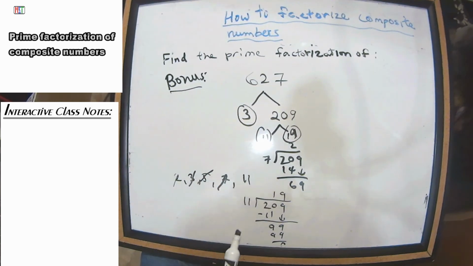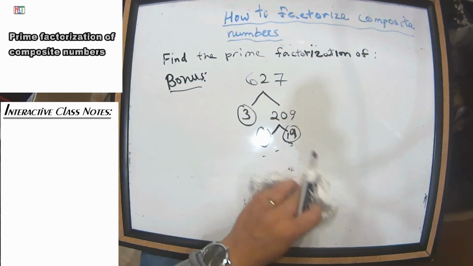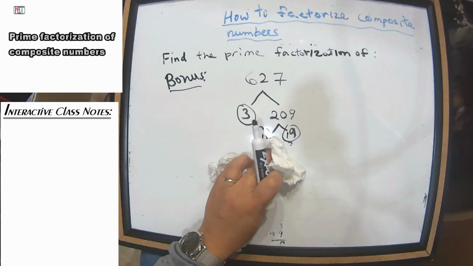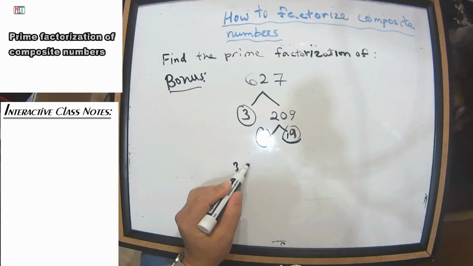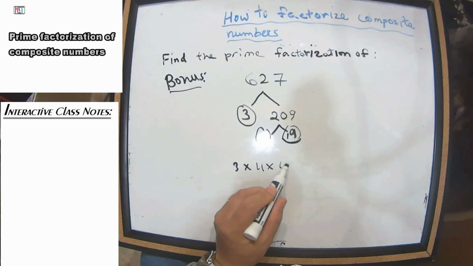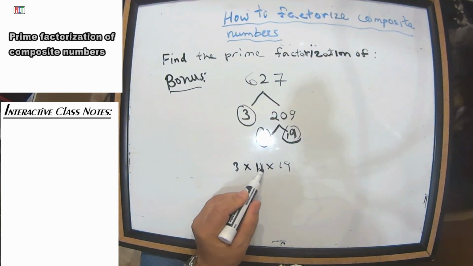So the prime factors for 627 are 3, 11, and 19. Interesting.